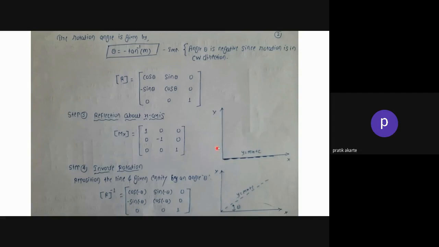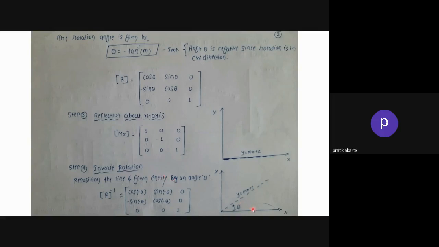Fine. But the line was originally not coinciding with the x-axis. It was somewhere over here, having some y-intercept and some slope. So after step number 3, we will be repositioning the line. We are trying to shift the line back to its initial position. For that, we have to take the inverse rotation. Okay, we have to take the inverse rotation.